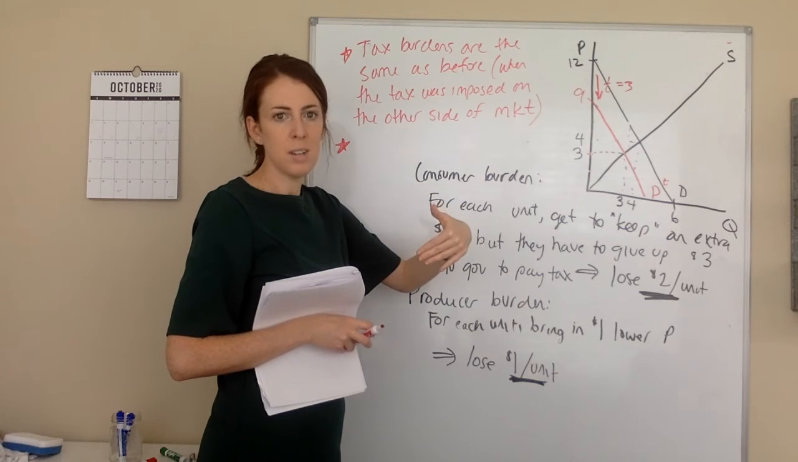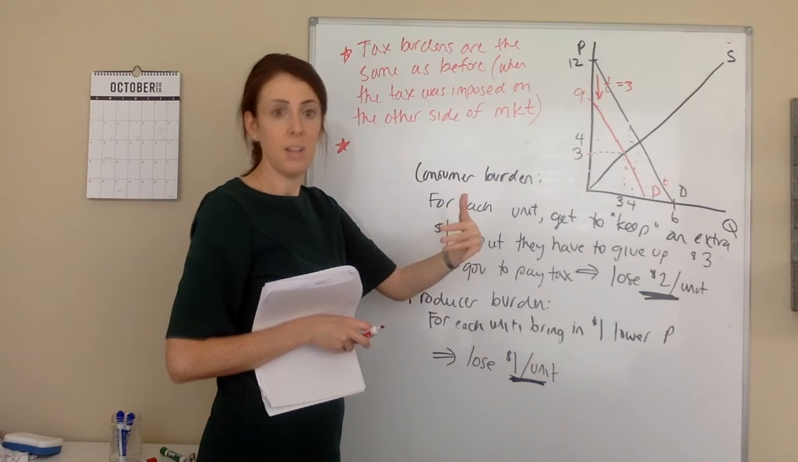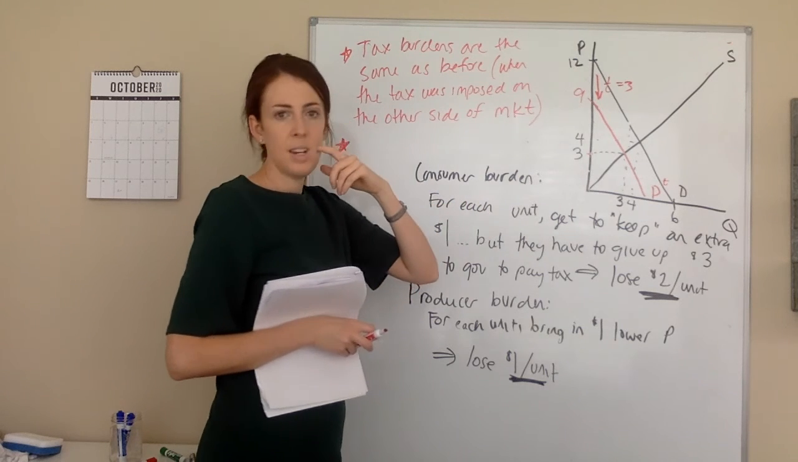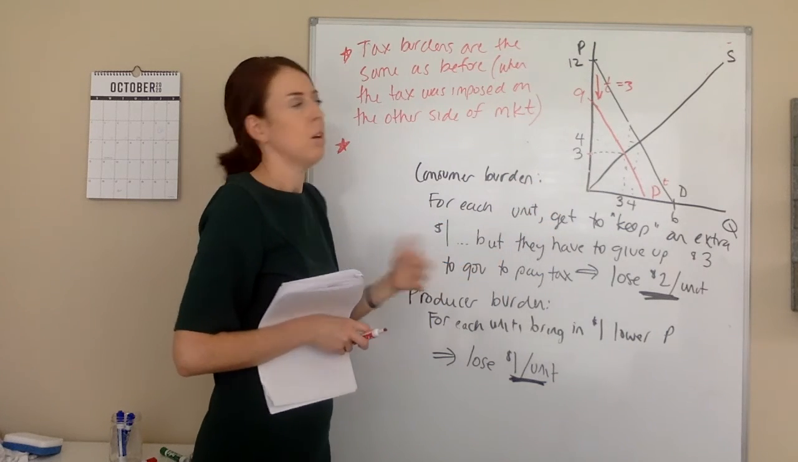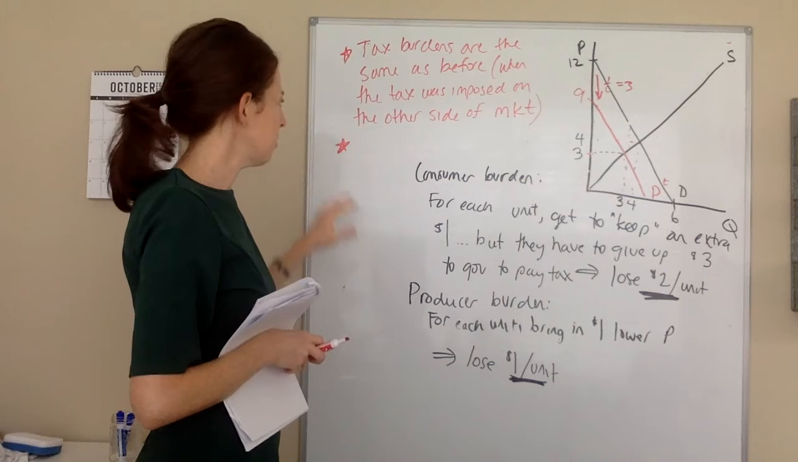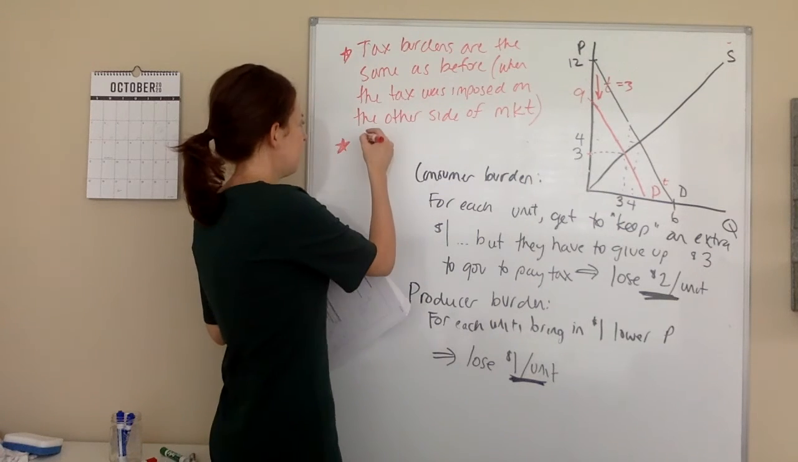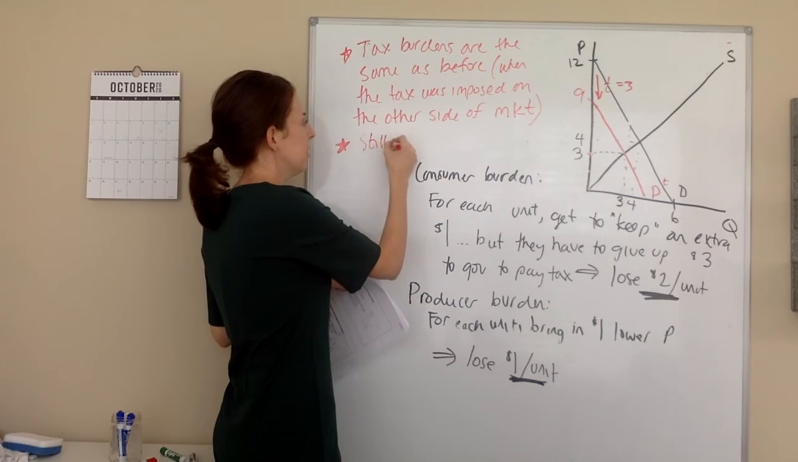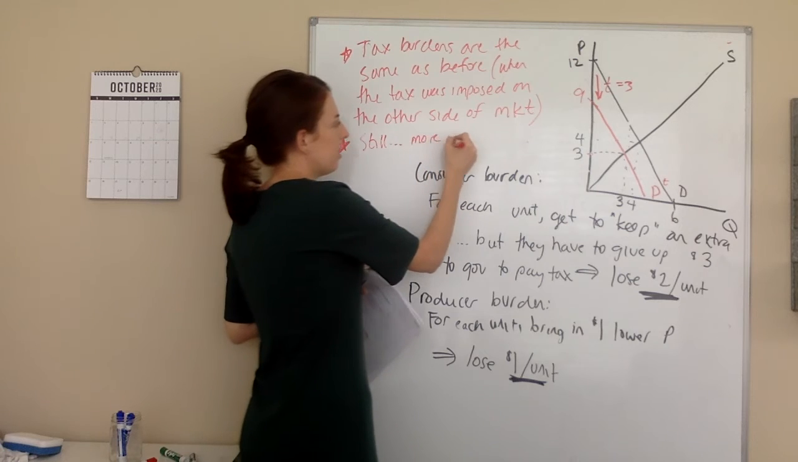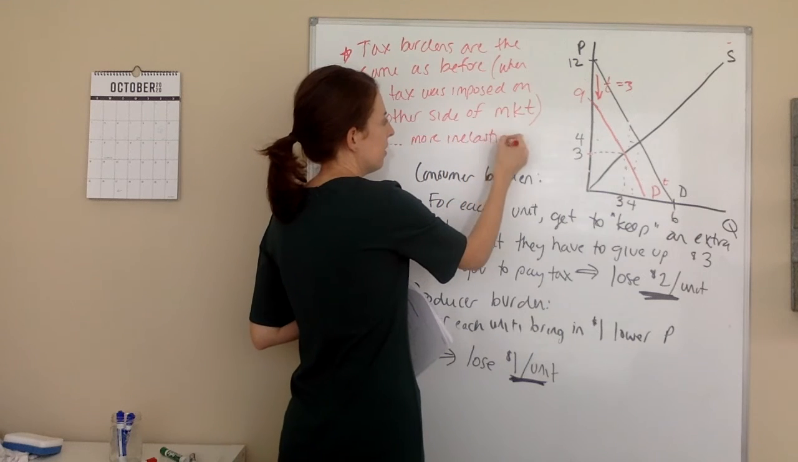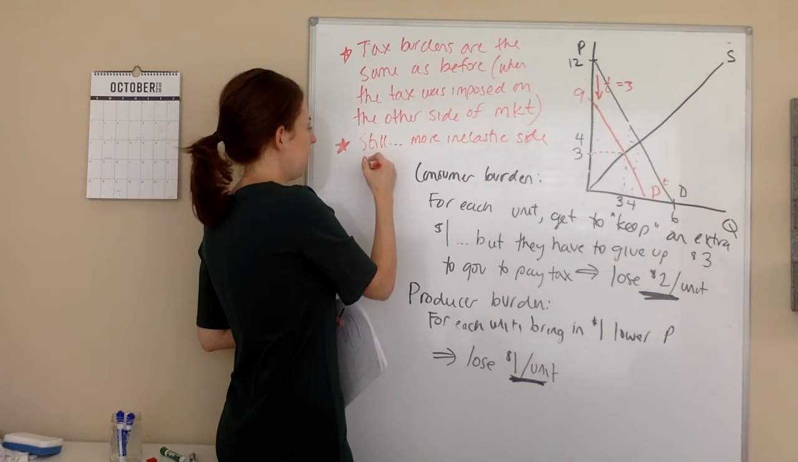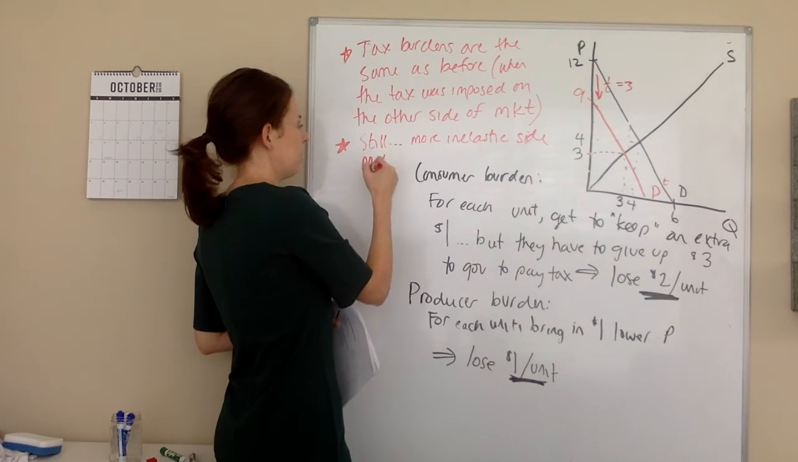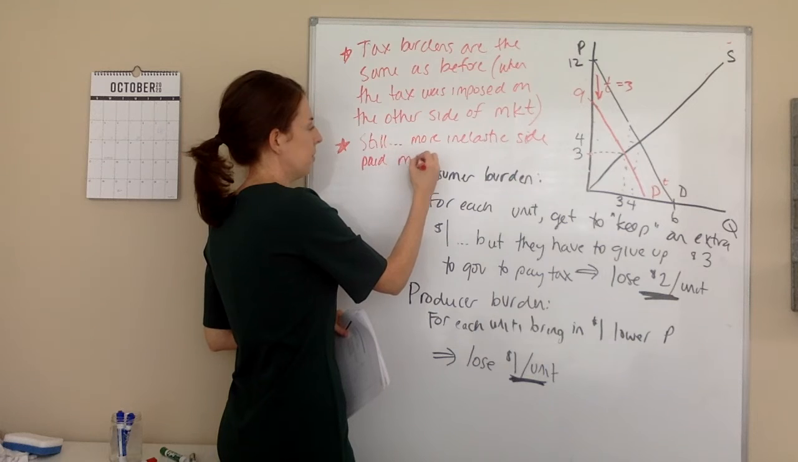If the consumers in a particular market have a more inelastic response, then even if the tax is slapped on the corporation, the consumers are going to bear the majority of the burden. So the more inelastic side bore the majority of the burden.